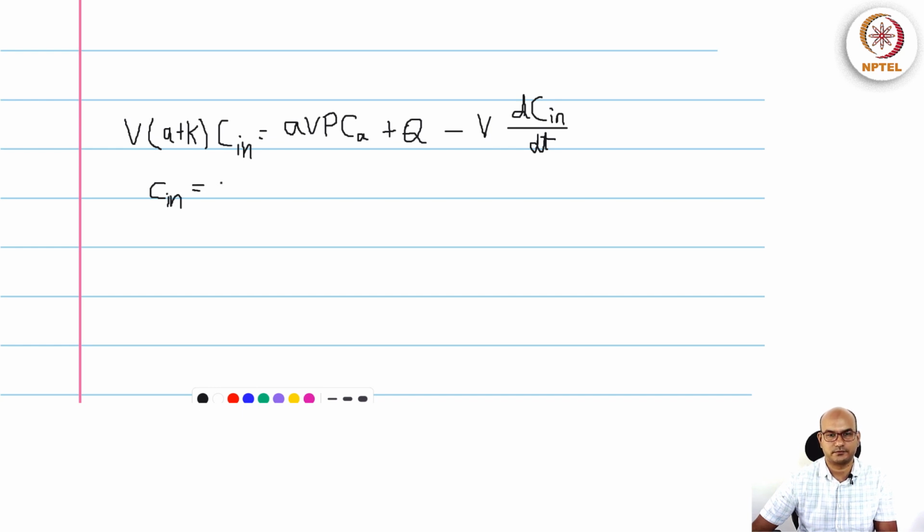C in is equal to A P divided by A plus K times C A, plus Q divided by V times A plus K, minus, I can discretize this, so I'm going to write this like delta C in.